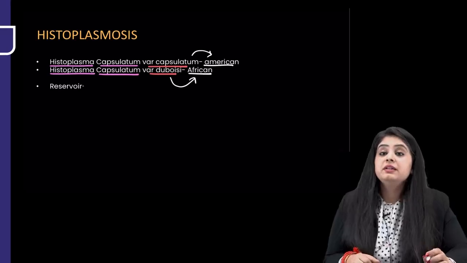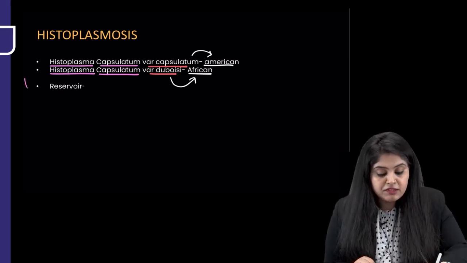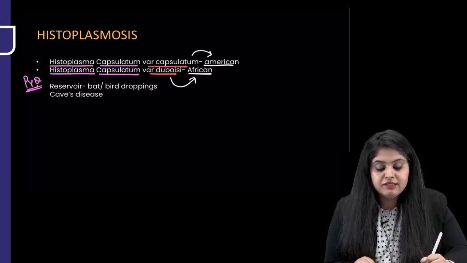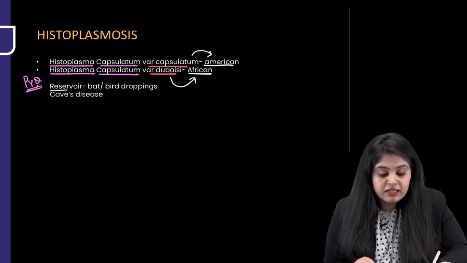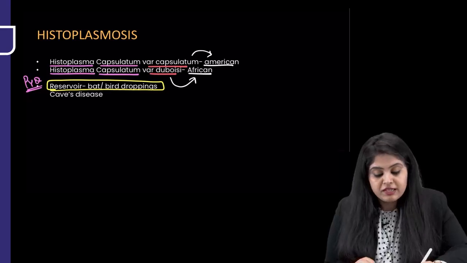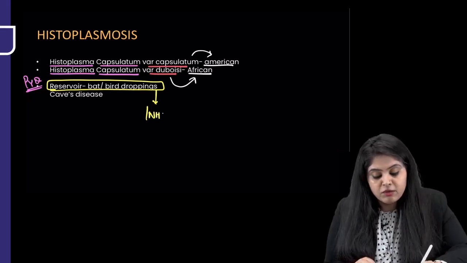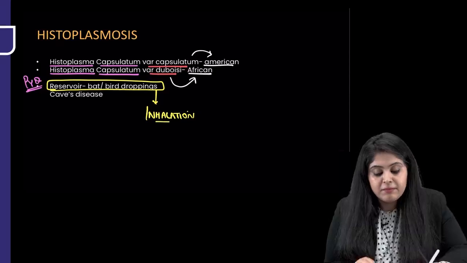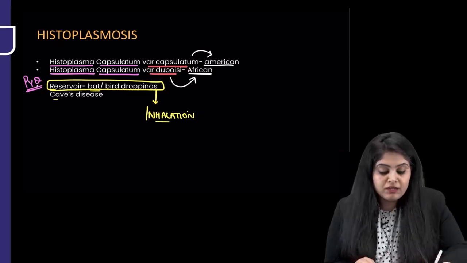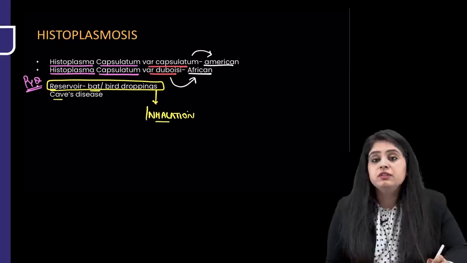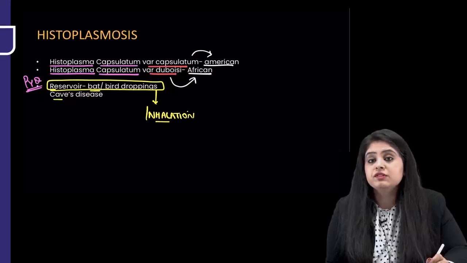Now, please remember there's a very famous previous year question regarding the reservoir of histoplasmosis, and this is very commonly seen in the bird or the bat droppings. So, how does it actually come to us? It comes to us by the mechanism of inhalation from these bird or bat droppings, and that is why bats, where will you find bats? Bats you will be finding in the caves. So, one of the other names for histoplasmosis is the caves disease.